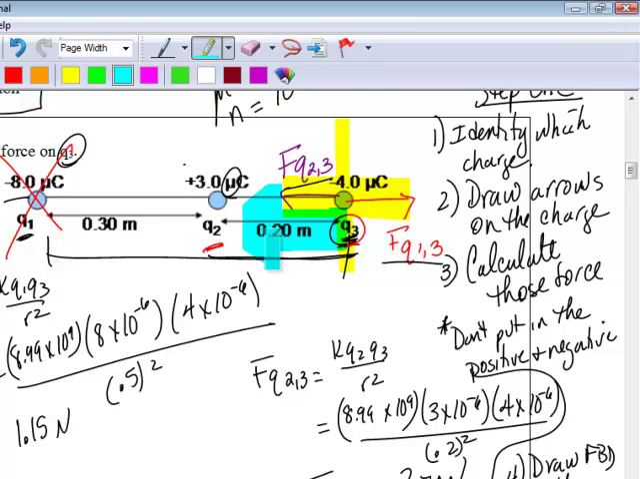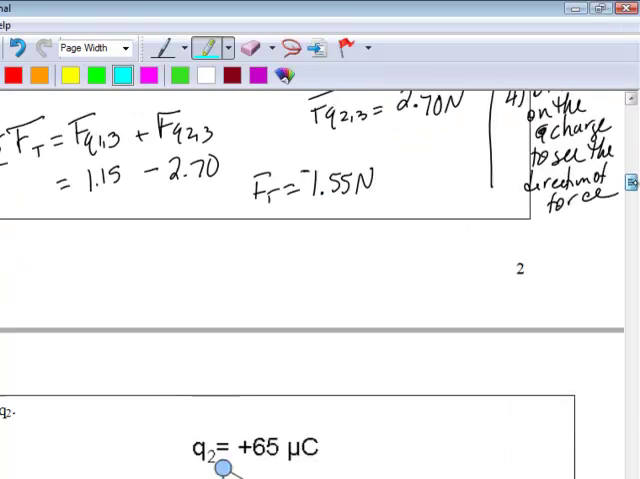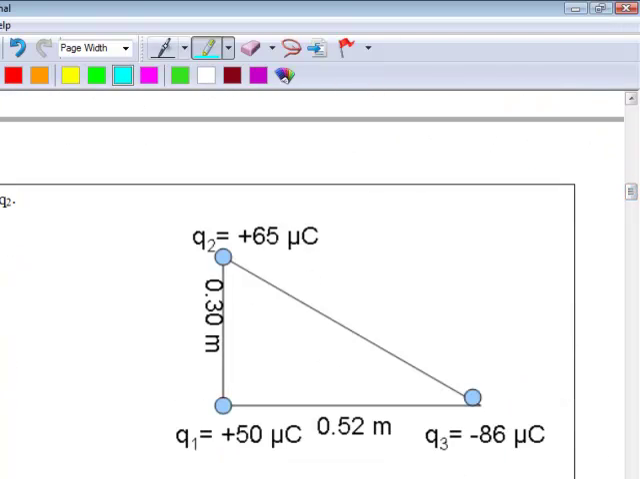Hopefully that makes a little bit of sense to you, because now we get to do the even harder stuff. Yay, the dreaded triangles here. As we do our dreaded triangles, we are going to follow the exact same steps.